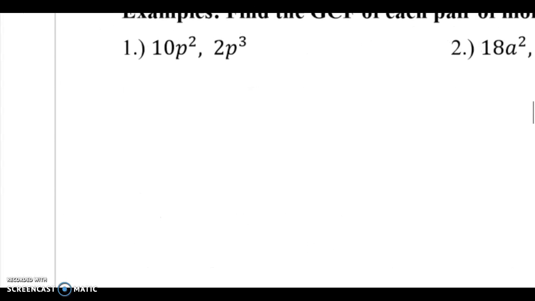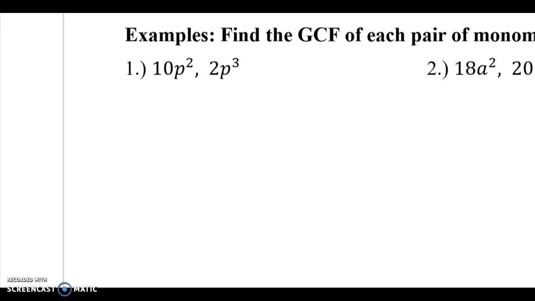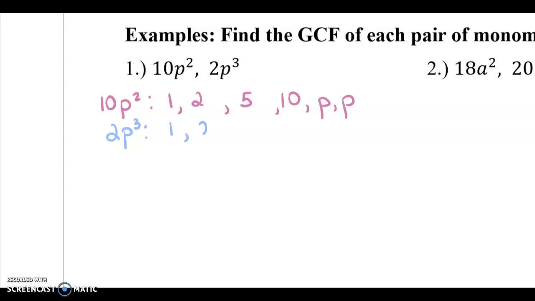So what you're trying to do is find the different factors of these, and then pick out what they have in common. So if I do 10p squared, let's start with the 10. The factors of 10 are 1 and 10, because 1 times 10 is 10, and 2 and 5. So those are my factors. We like to write a list. And then I have 2 p's because it's p squared. Then looking at 2p to the third, the factors of 2 are 1 and 2. And then I have 3 p's.